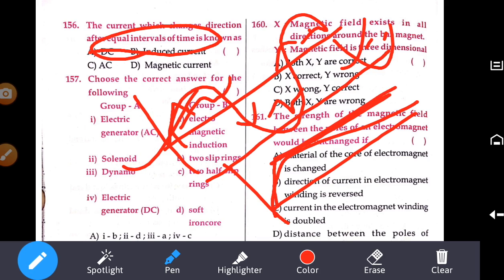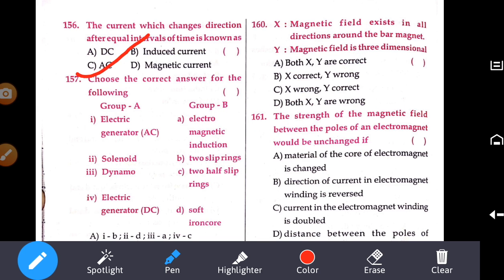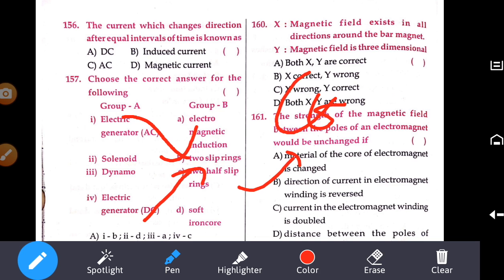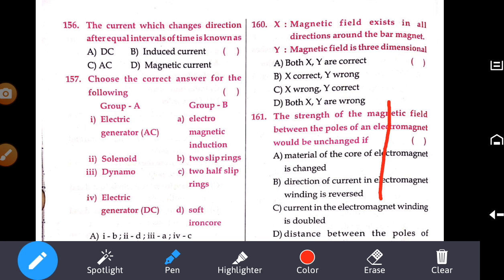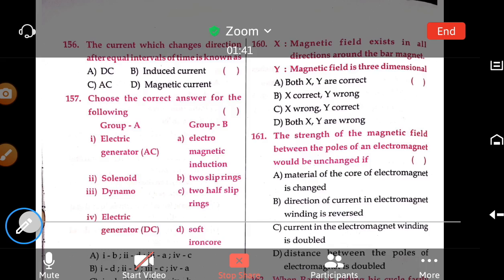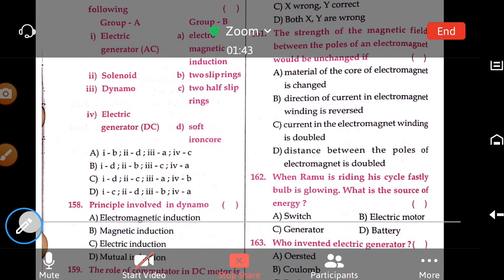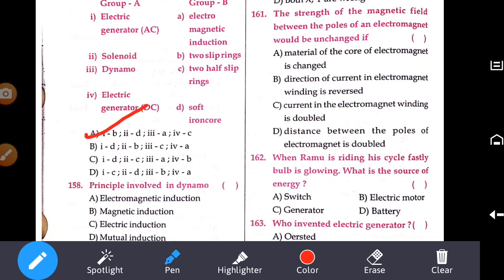So what will be our answer? Option number C is our answer, AC. Electric generator will have what? Slip rings. Now DC generator will have what? Two half slip rings, which is also called split rings or commutator. So one is B and four is C. Let's see which is our option. Only one option starts with B, that is our answer, option number A.